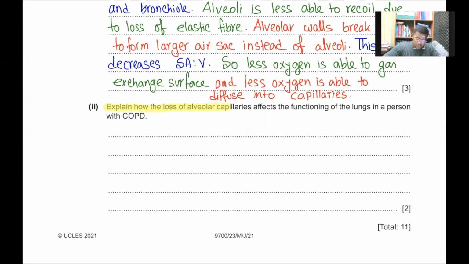Explain how the loss of alveolar capillaries affects the functioning of the lungs in a person with COPD. So, the loss of alveolar capillaries decreases the quantity of oxygen taken into the blood and transported back to the heart. A decreased quantity of CO2 can leave the blood into the alveolus. This increases the ventilation rate because the person needs to constantly bring in new air, and the person is unable to bring in new air.